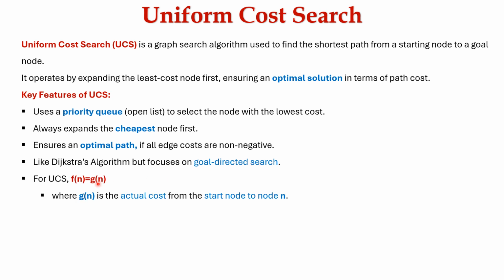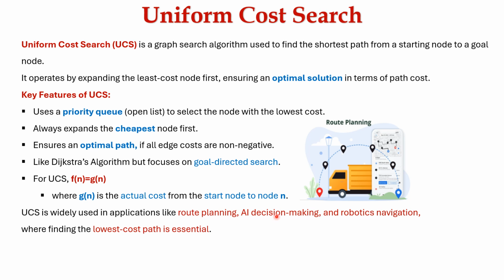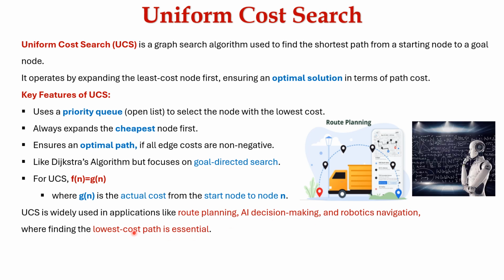For UCS, the function used to expand the node is f(n) = g(n), where g(n) is the actual cost from the start node to the node n, that is the current node. UCS is widely used in applications like route planning, AI decision making, robotic navigation, where finding the lowest cost path is very essential.